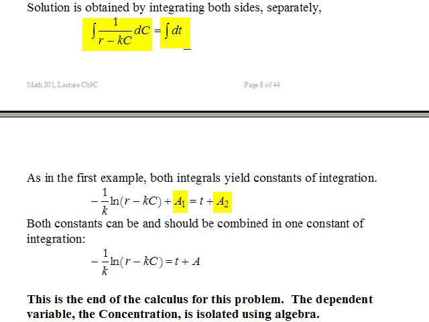So the next step, both constants can be and should be combined into one constant of integration and placed on the right-hand side. So we now get minus 1 over K times the natural log of R minus Kc equals t plus A, A being our constant of integration. That is the end of the calculus for this problem. But now to find the dependent variable, which is C, we have to use algebra.